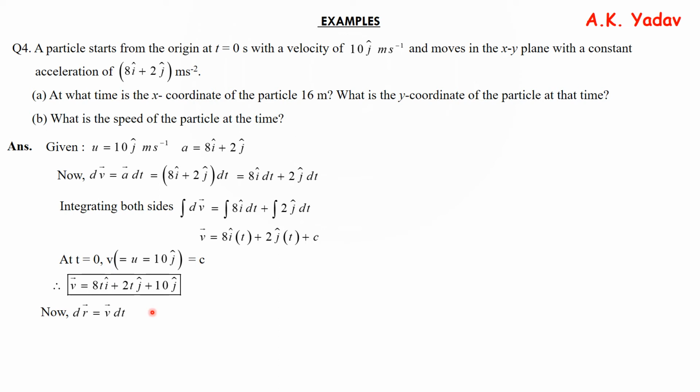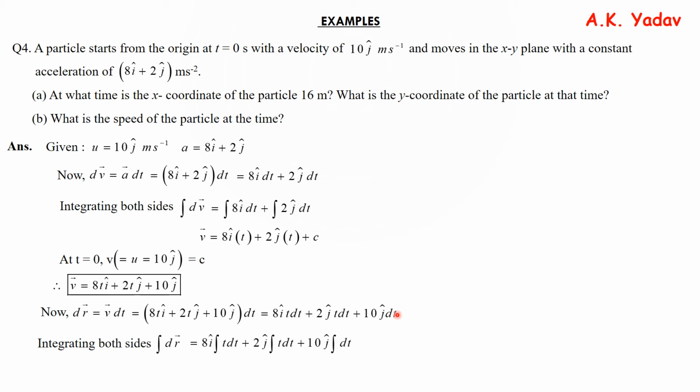Now, dr equals v dt. How I got this? We know v equals dr by dt, so dr can be written as v dt. Let us put the value of v here. So what we get? dr equals 8i t dt plus 2j t dt plus 10j dt. Now integrating both sides, integration of dr equals 8i, being constant, comes out, integration of t dt, plus 2j integration of t dt plus 10j dt.